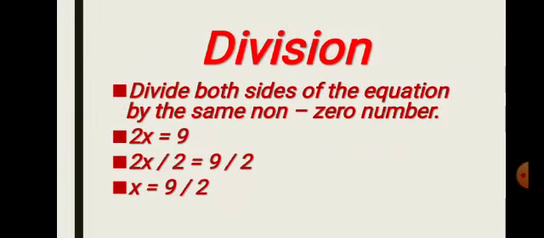In division, divide both sides of the equation by the same non-zero number. Take 2x is equal to 9. With the variable, it is multiplied by 2. So when it is multiplied, we divide both sides by 2. 2x divided by 2 is equal to 9 upon 2. 2 is cancelled with 2 on the left hand side. So what is left on the left hand side is x, which is equal to 9 upon 2.